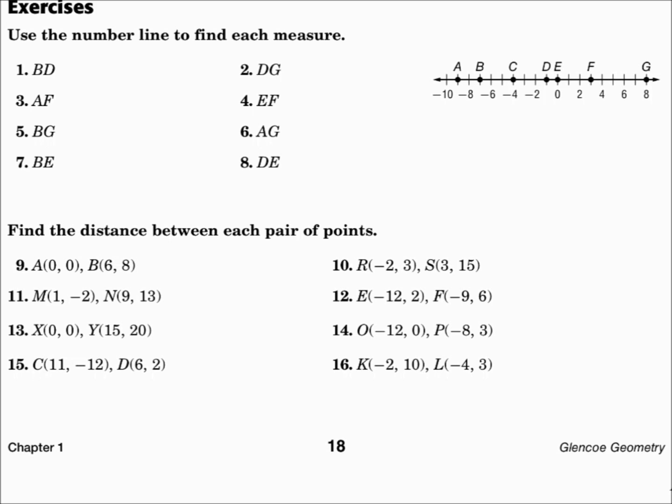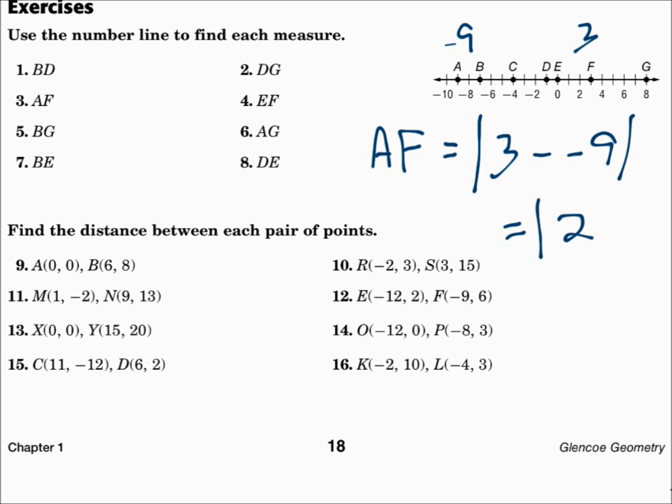Number 3, the measure of segment AF. A is at -9, F is at 3. Do the absolute value. 3 minus -9, that's the absolute value of 12, which is 12. The distance does not matter the order that you're subtracting. You could do 3 minus -9 or -9 minus 3. You will still get 12 after you take the absolute value.